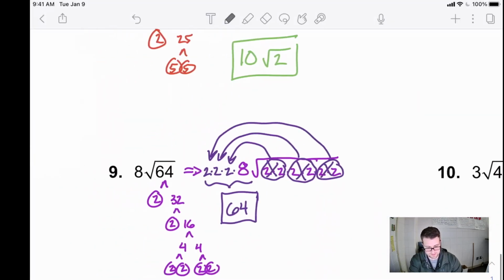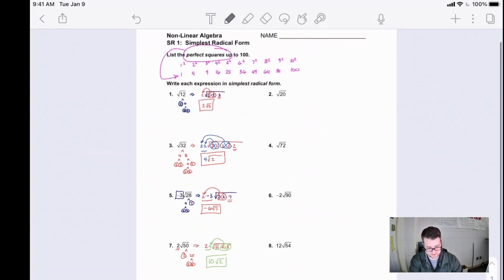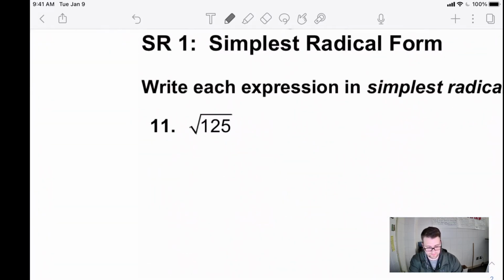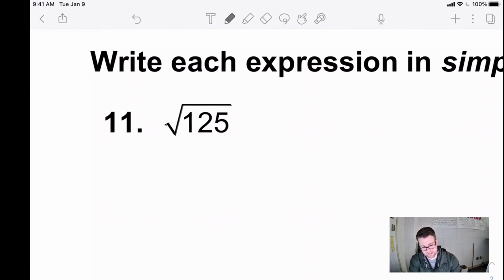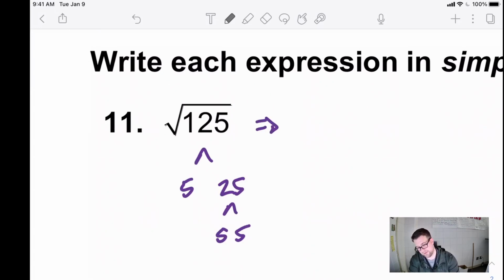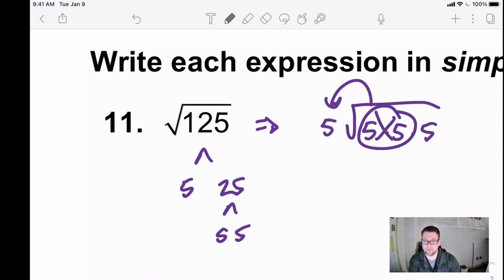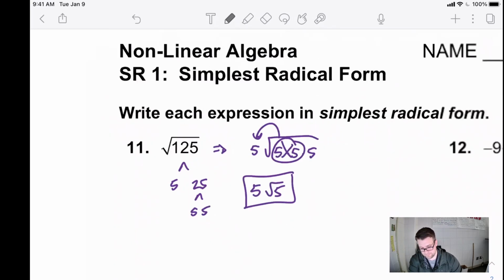Nice job. Let's look at another one. Oh, actually, that's it. So, oh, maybe it's not. Hold on. There we go. So looking at number 11, breaking down 125. This will turn into 5 and 25, and 25 is 5 and 5. So I can rewrite this as 5 times 5 times 5. 2-for-1 special. These two go away. So my final answer will be 5 square roots of 5.